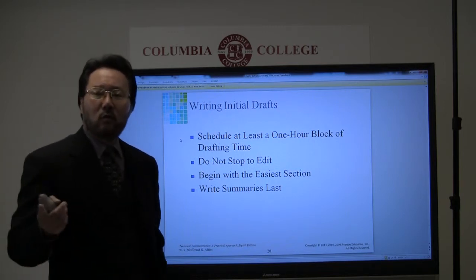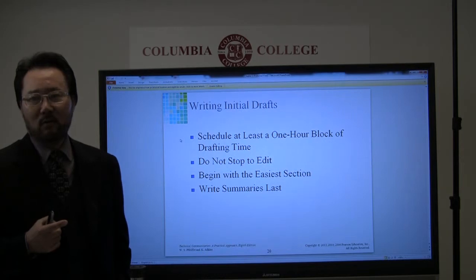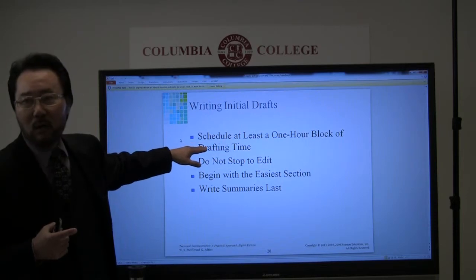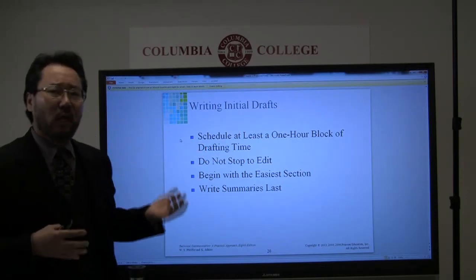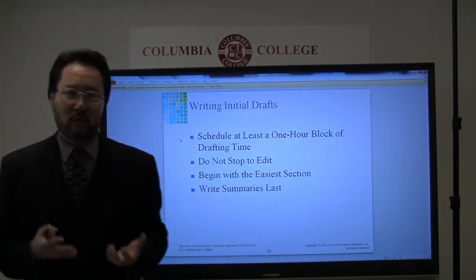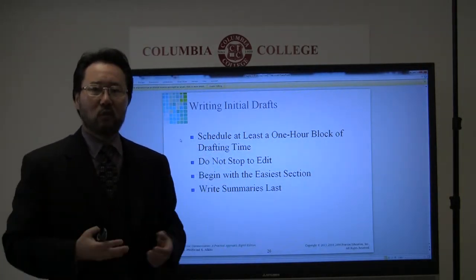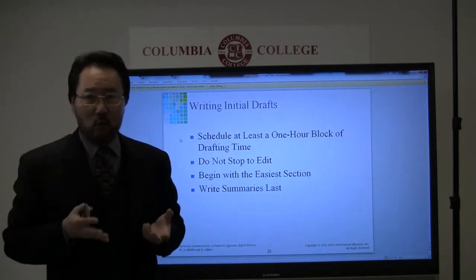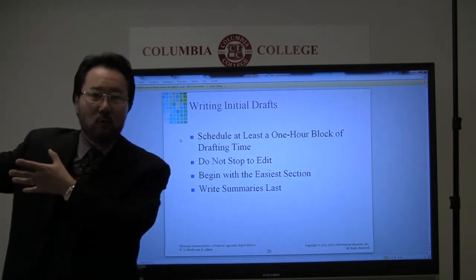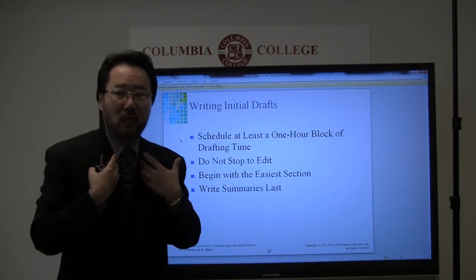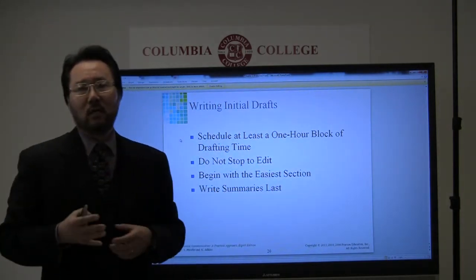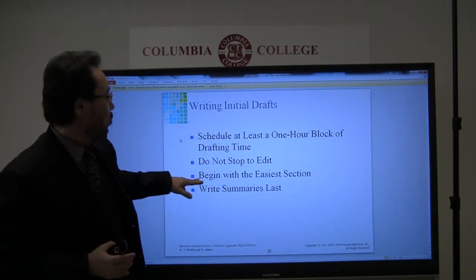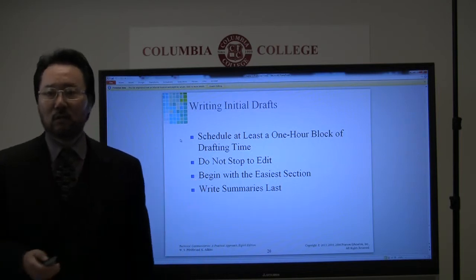Okay, so then we go to the initial draft. For the initial draft, schedule at least a 1 hour block of drafting time, which means, again, don't try to be perfect the first time. Just like your brainstorming stage, the initial draft is just for you. You haven't shared your paper with anybody yet. It is yours only. So you can make any kind of mess on your paper. And do not stop to edit. Begin with an easy section, then write summaries last.